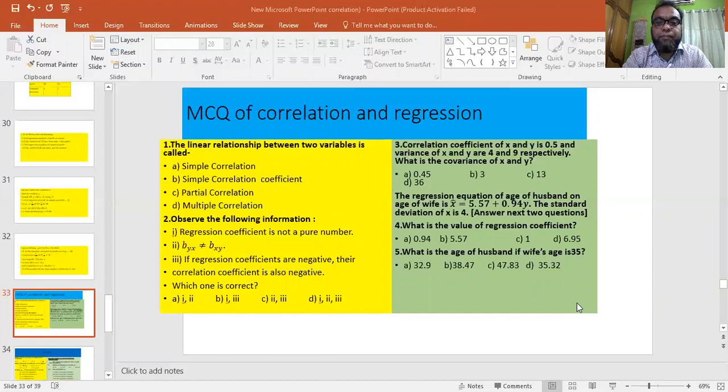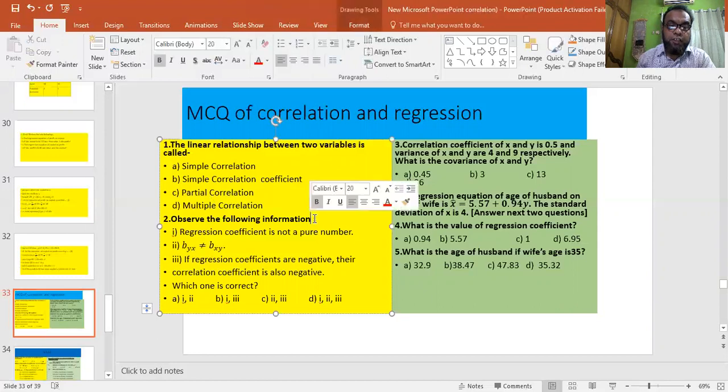Number two, observe the following information. Regression coefficient is not a pure number. Is it correct or not? Yes, it is correct. It's not a pure number. Byx not equal to Bxy. It is also correct.